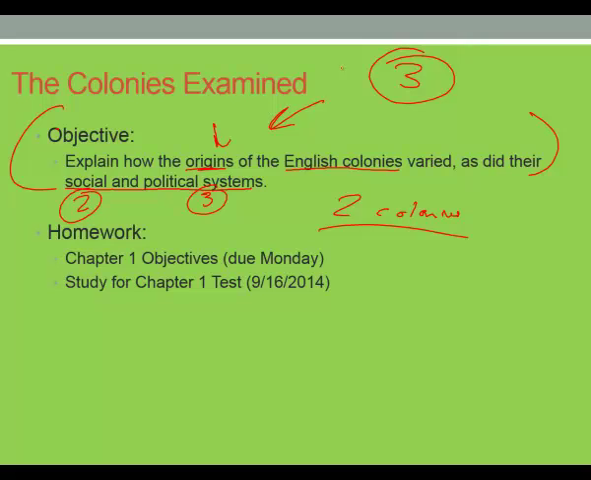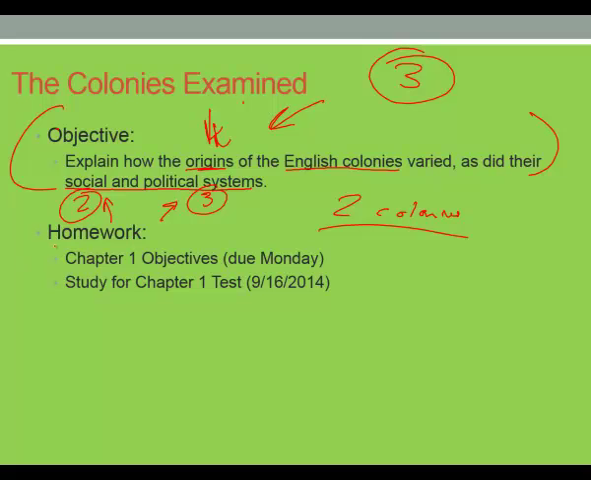Two colonies, three parts. Origins, how did it start? Why was it created? Was it religious? Was it economic? Was it to alleviate prison overflow? Georgia. Social systems, political systems. Okay?